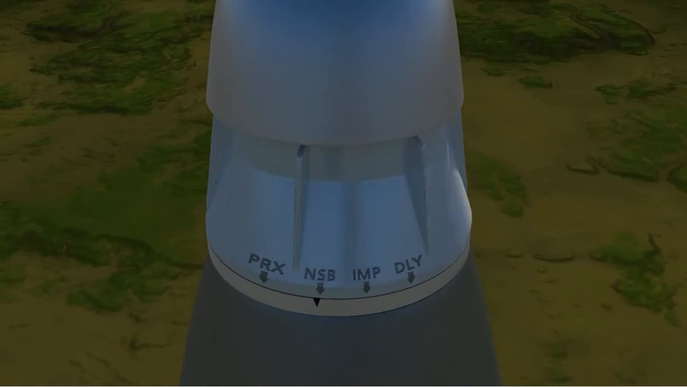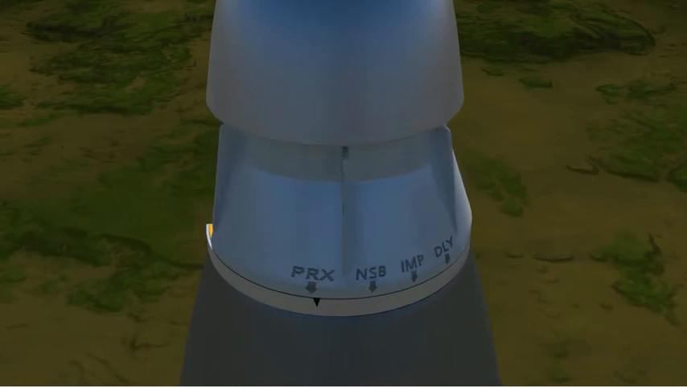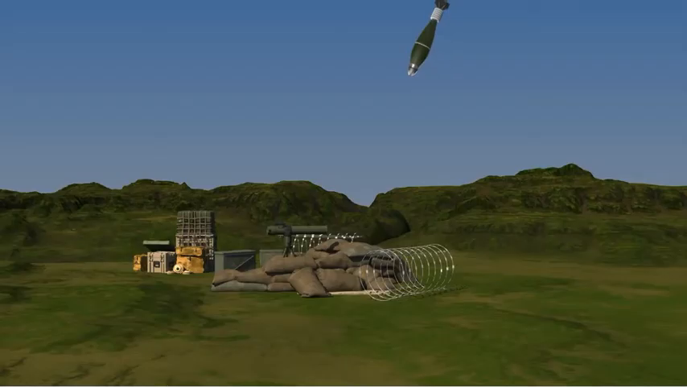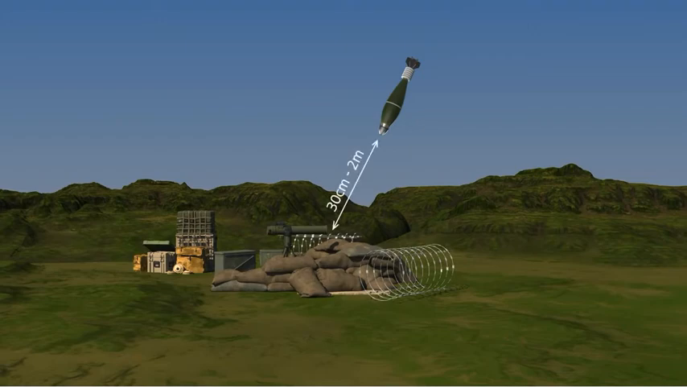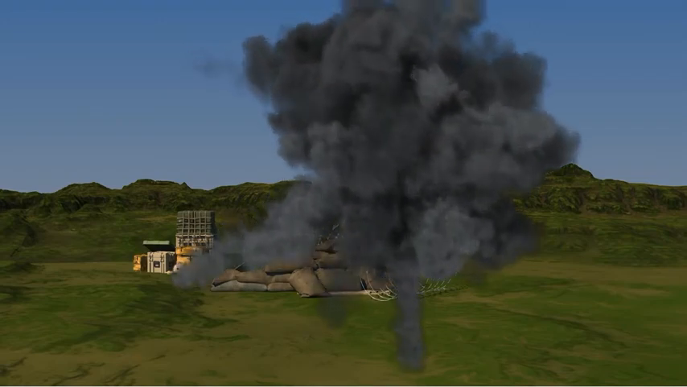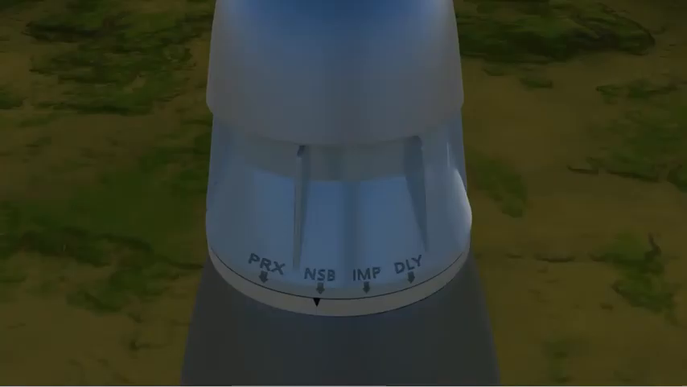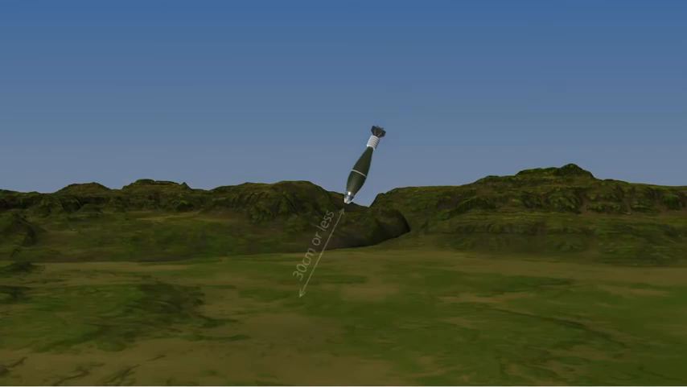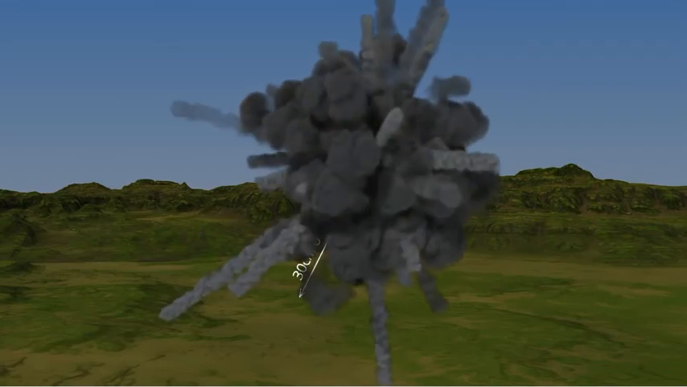These abbreviations are as follows from the left. The PRX stands for proximity, and the fuse operates when it reaches a distance of 30 centimeters to 2 meters from the target. The NSB stands for near surface burst, and it operates at a distance of less than 30 centimeters from the surface.